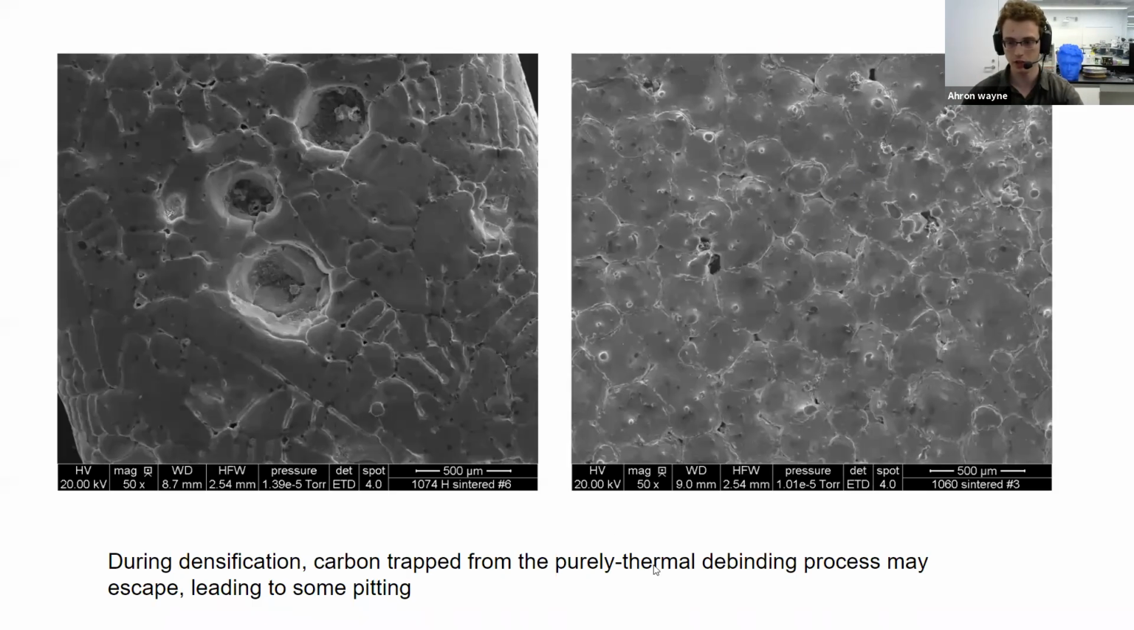Some similar SEM images. On the left, we have 1074, and on the right, we have 1060 degrees sintered at. And one thing you probably noticed are these pits. My guess is this is carbon that's trapped from the thermal debinding process that's escaping during sintering. It creates these pits, and they are able to leave at higher temperatures. So this is one of the disadvantages of using this thermal debinding process as opposed to chemical or catalytic.